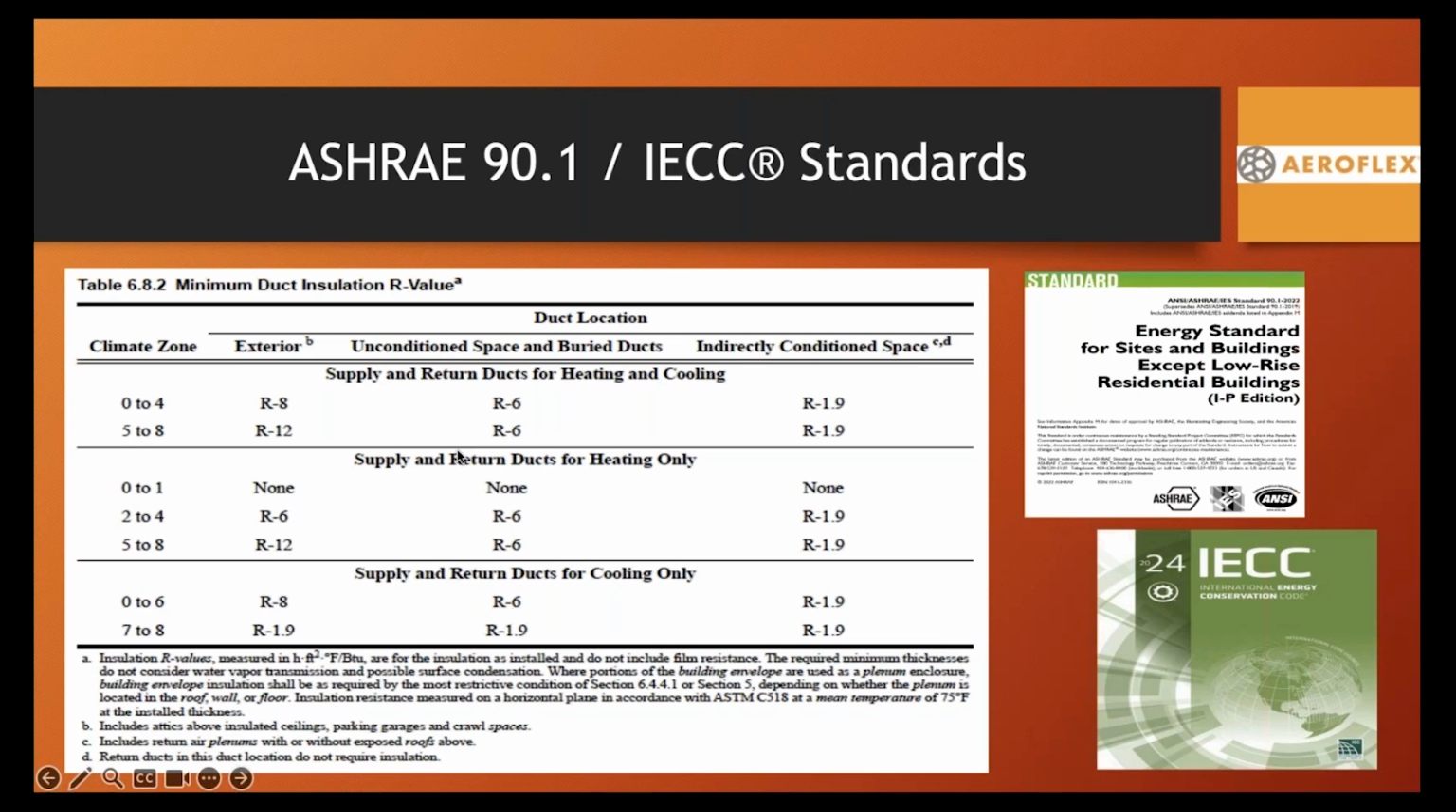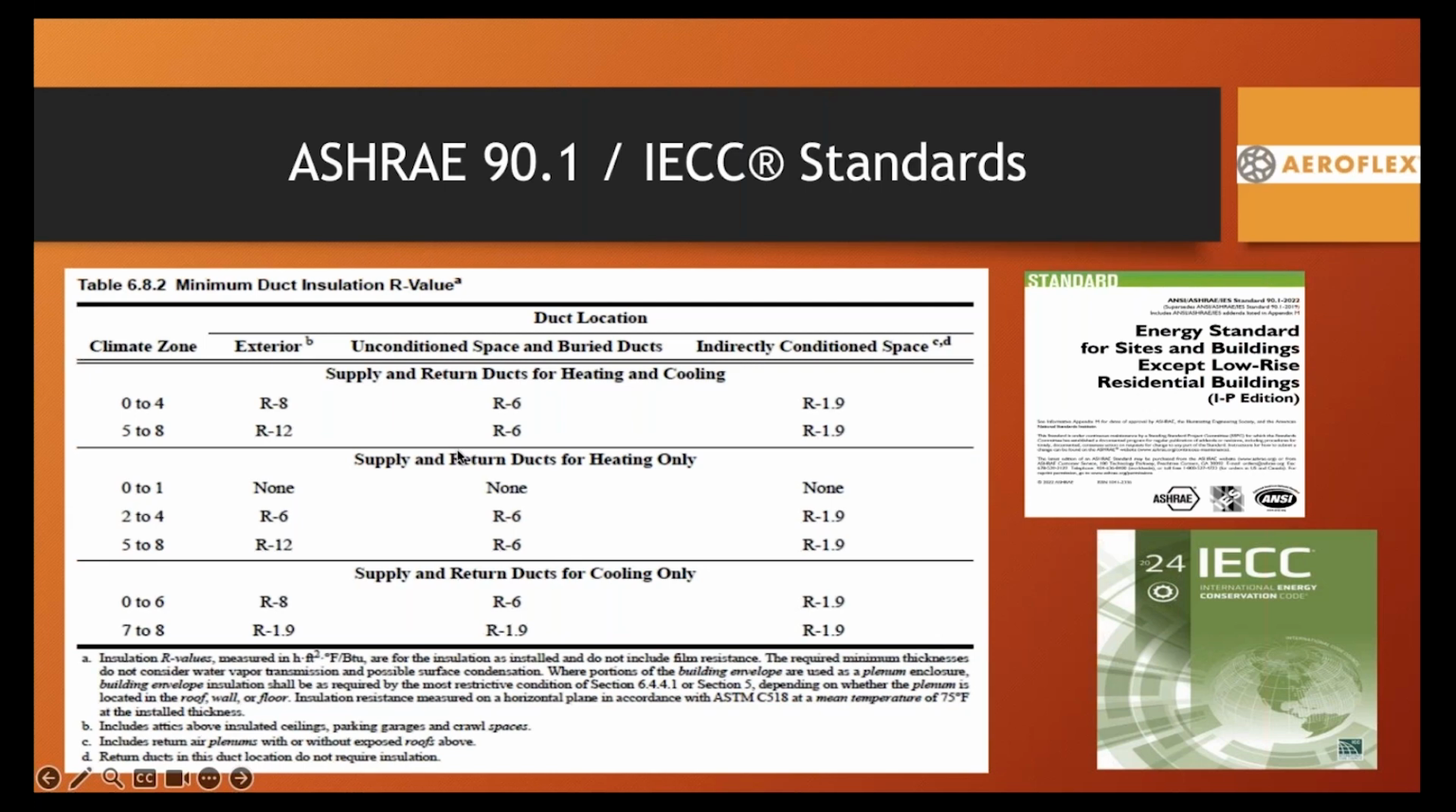The American Society of Heating, Refrigerating, and Air Conditioning Engineers, also known as ASHRAE, their standard 90.1, and the International Energy Conservation Code, IECC, are two national energy efficiency standards that establish minimum insulation thicknesses for commercial buildings. Each standard updates every 3 years.